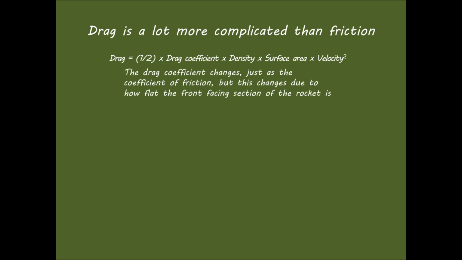So drag's a lot more complicated than friction. There's a lot more variables that you have to worry about. But drag is defined by 1/2 times the drag coefficient times the density times the surface area times the velocity squared. Quite a mouthful. The drag coefficient changes, just like the coefficient of friction. But instead of this being due to the surface, this is actually due to the object that you're trying to move through the air. So it's going to depend on how flat the front face of the object is that's going right into your direction of motion.